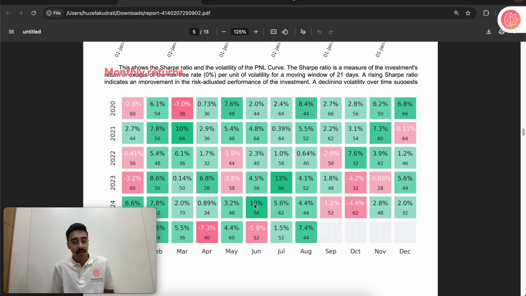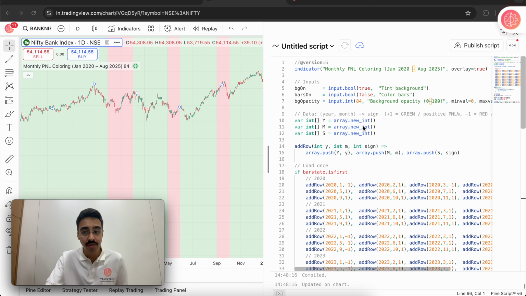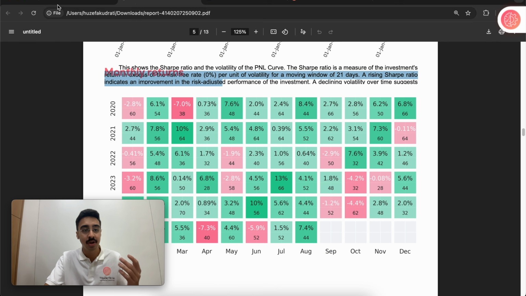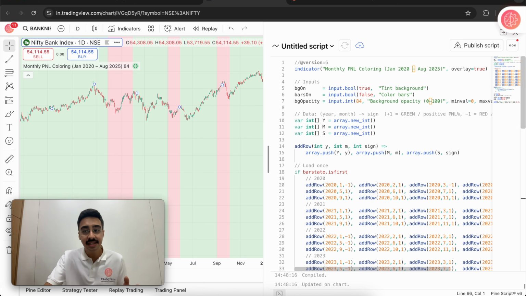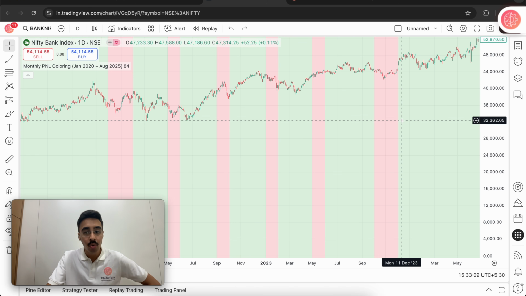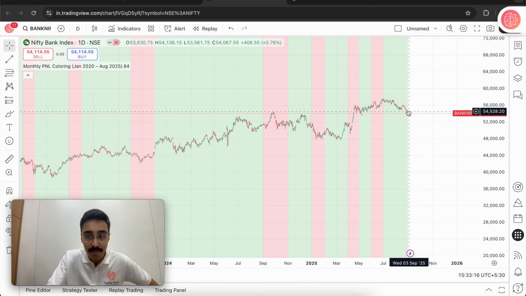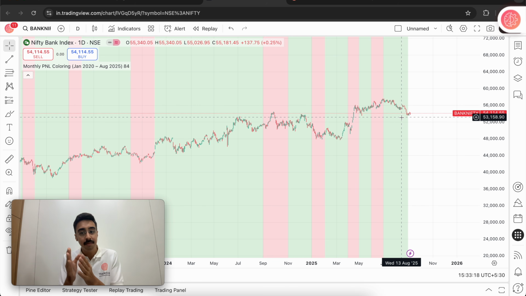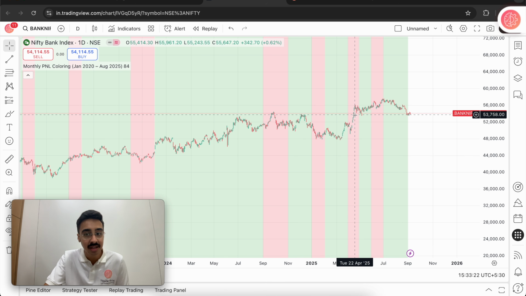I wouldn't know, right? So I am basically running this on a PineScript code. In this PineScript code, this same code that ChatGPT spit out to me, I'm using it to create something like an overlay on my Bank Nifty. So now when I'm looking at this Bank Nifty on a daily basis, I'm able to see that all of these green bars that I see are basically the profitable months that I had.